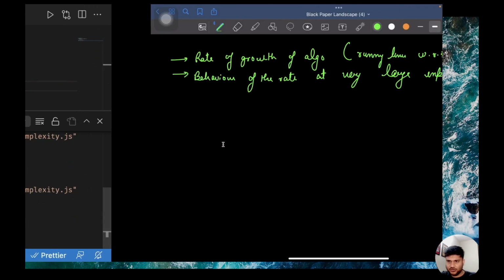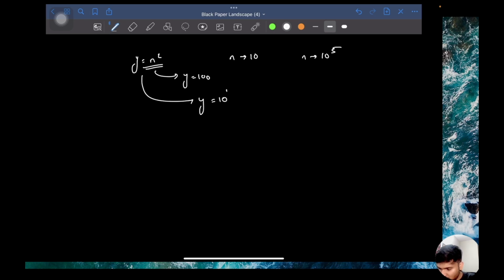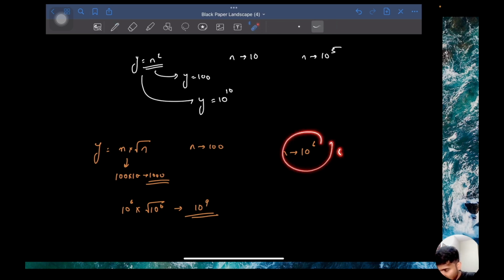And just think about it. If there is a curve y equals n square, and the value of n is 10, this will give you 100. But if the value of n becomes 10 raised to the power 5, this curve will give you 10 raised to the power 10. Whereas if you have y equals n into root n, and say n is 100, this gives you 100 into 10, that is 1000. But if n becomes 10 raised to the power 6, then it will be 10 raised to the power 6 into root of 10 raised to the power 6, that is 10 raised to the power 9. So for an even higher value of n, n root n gives you a better value compared to n square. So n root n is a better function in terms of rate of growth.